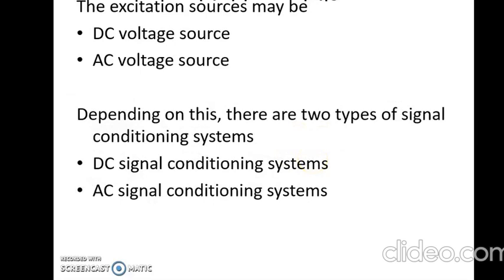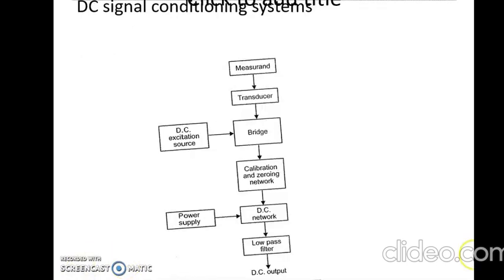The excitation required for a passive transducer may be either from a DC voltage source or an AC voltage source. So depending on this, there are two types of signal conditioning systems, DC signal conditioning systems and AC signal conditioning systems. So let us discuss these two types of signal conditioning systems. Let us see the DC signal conditioning system.